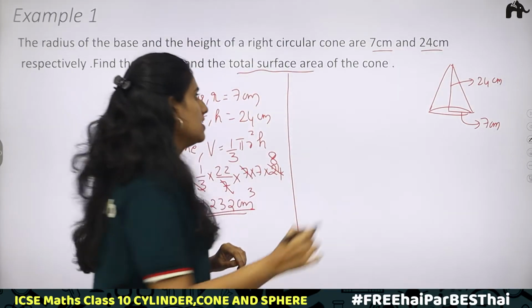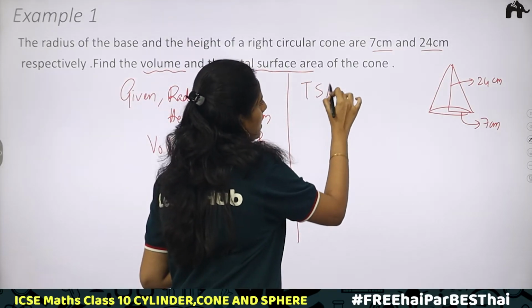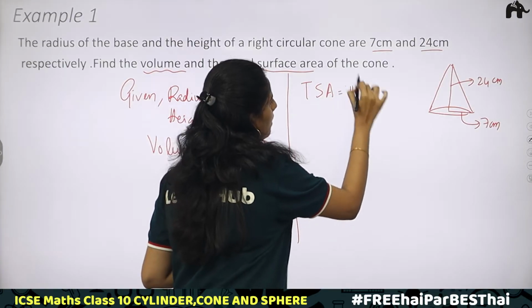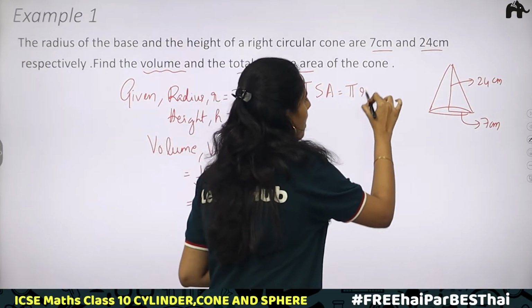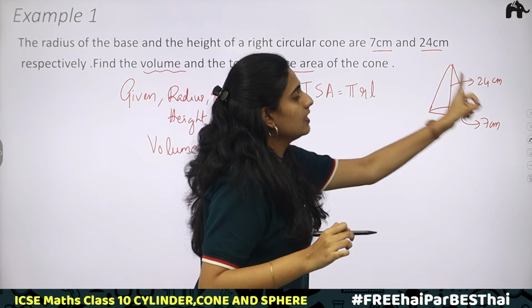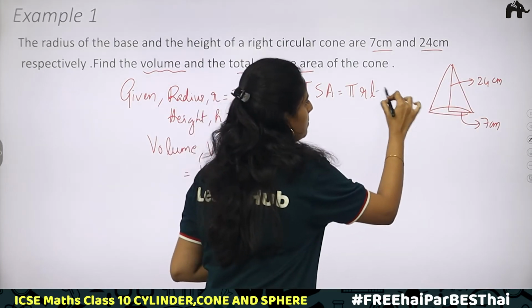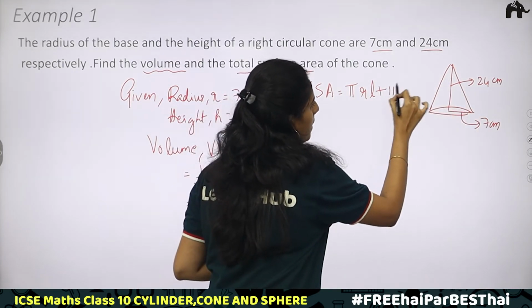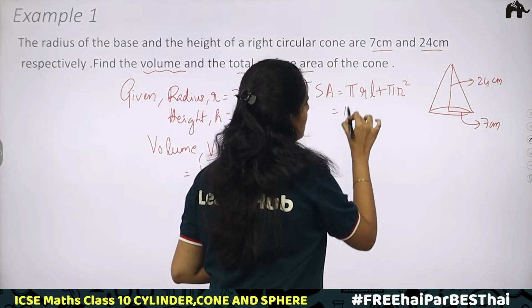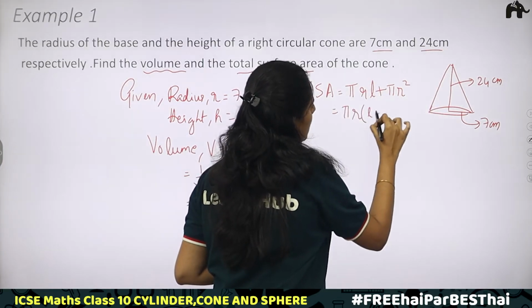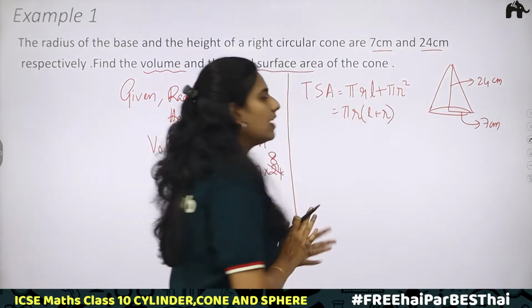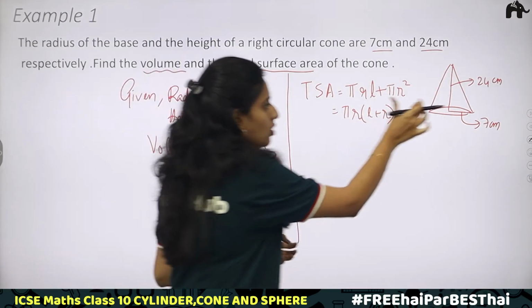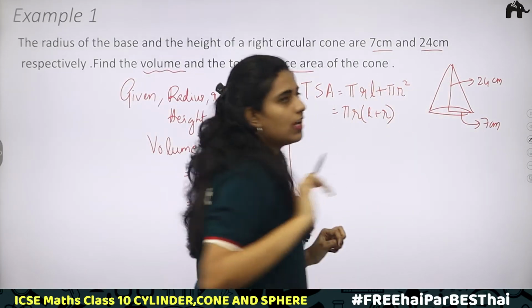How to find TSA of a cone? TSA is equal to pi RL, which is the curved surface area, plus area of base, pi r square. That is pi r into L plus r. Now we need the value of L.